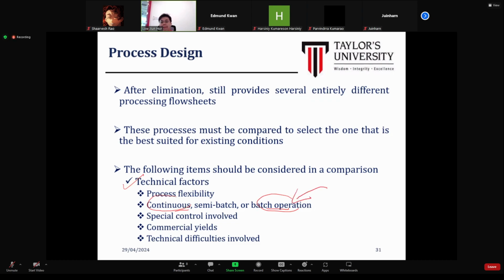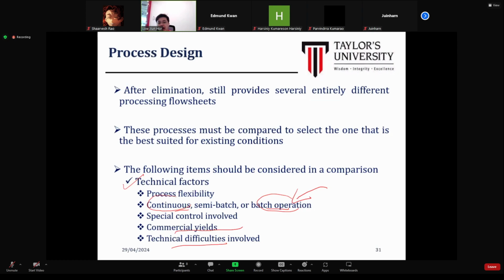Besides that, for the different processes, the first one and the last one, what is the yield of the product that we can achieve? Of course, we prefer the high yield. High yield means the higher amount of product that we can produce by using the process. Besides that, how about the technical difficulties? That means, is there any difficulty we are going to face based on the selected process technology?